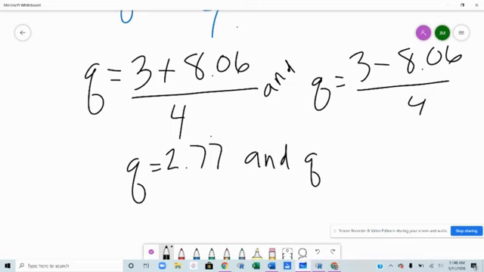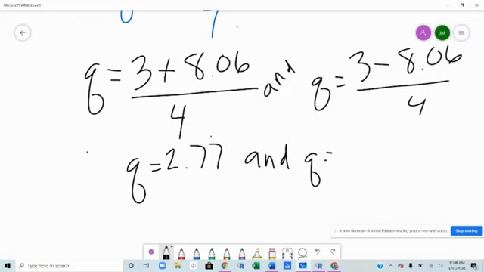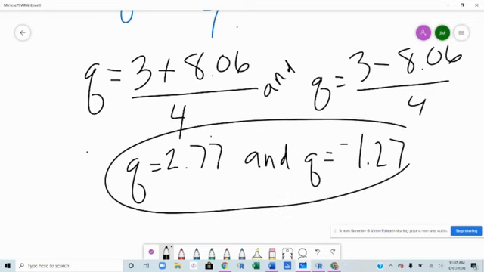And then you just need to go back to Desmos and change your plus sign into a minus sign in your numerator. So instead we're going to have 3 minus 8.06 and then all divided by 4. Remember, hundredths place, the 5 rounds it up. So negative 1.27 is your other answer. There are your two answers.